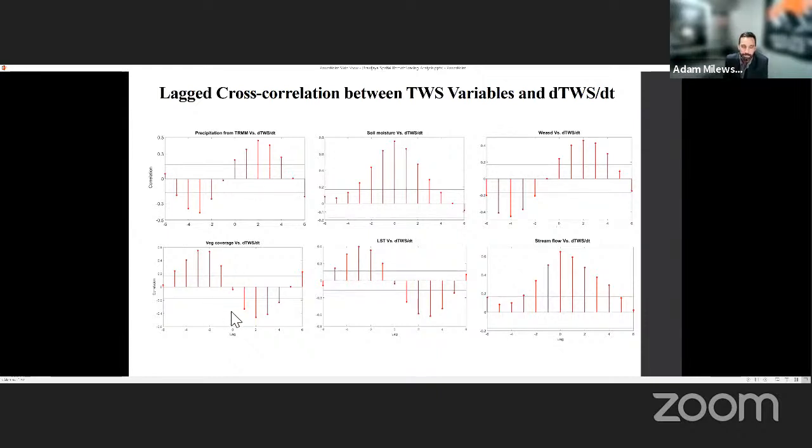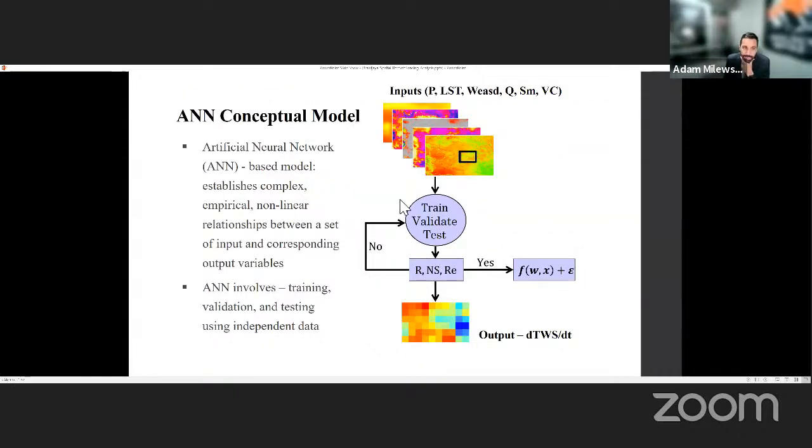And that's what this is showing. This kind of shows you the amount of lag between storage change and vegetation. And what this allows us to do is put all of these data sets on the same scale. Okay. And so we created an artificial neural network to establish a complex empirical nonlinear relationship.